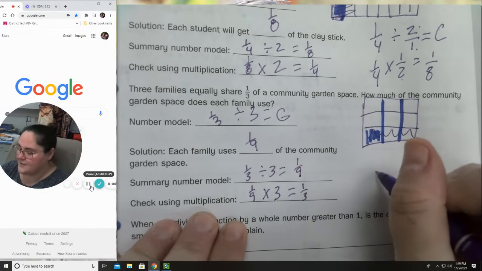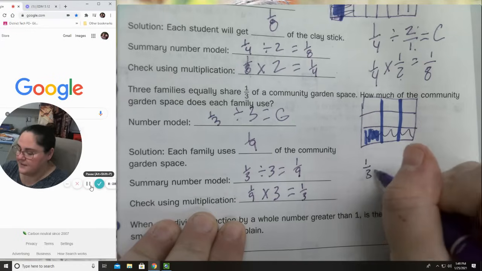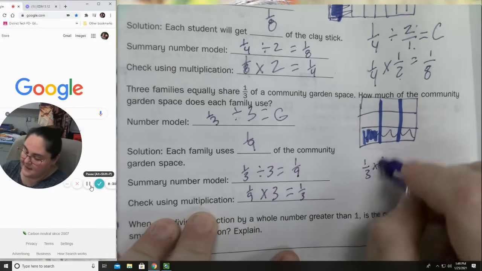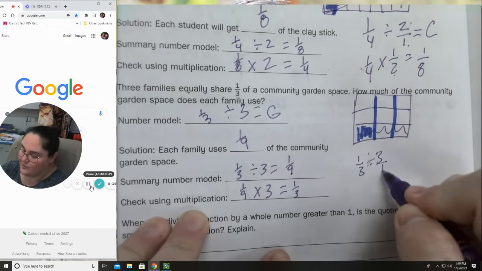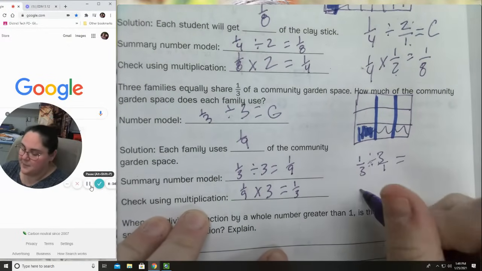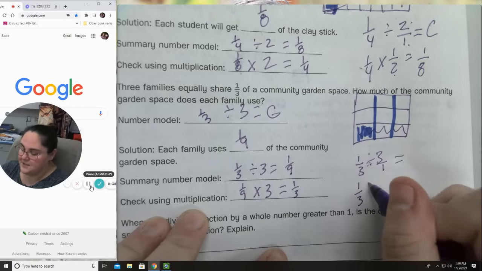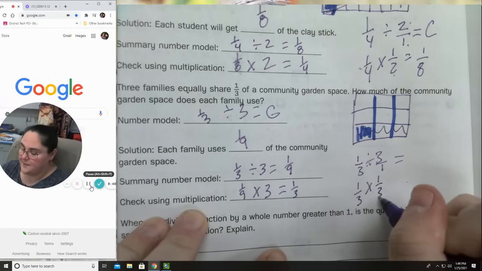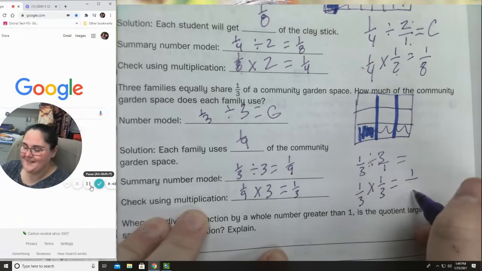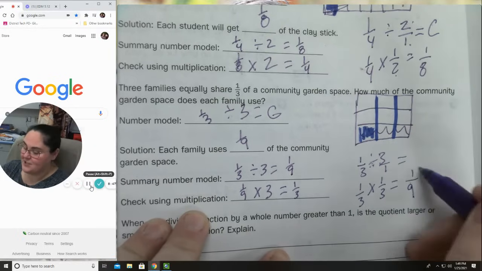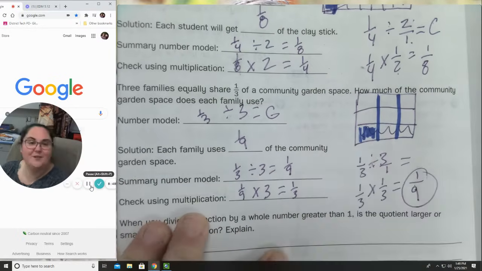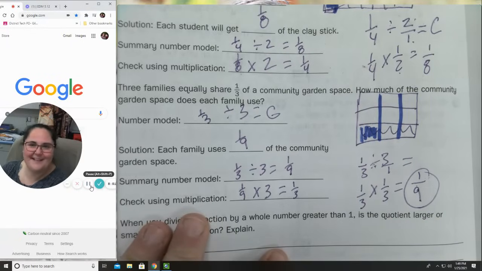All right, here we go. Let's try it. 1/3 divided by 3 over 1. Keep, change, flip. 1 times 1 is 1. 3 times 3 is 9. Keep, change, flip. My answer matches. That's what I got. That's what my picture does too. We're right.